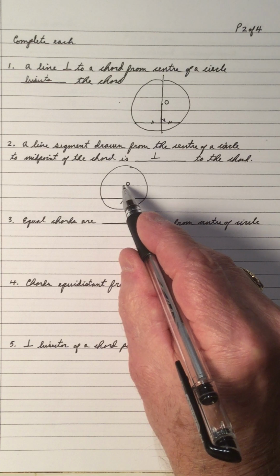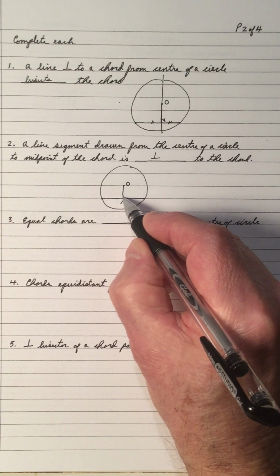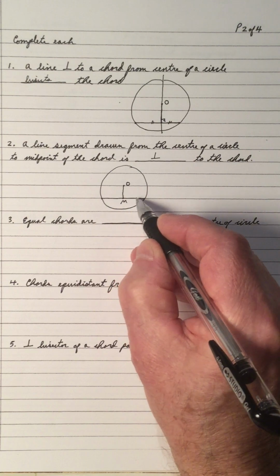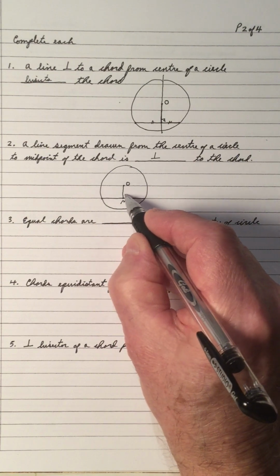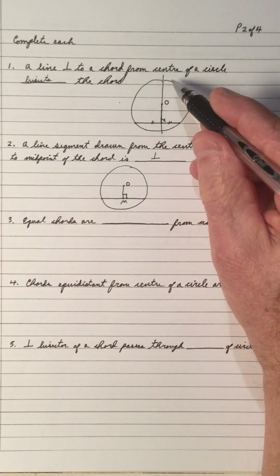So if a segment is drawn from the center of the circle to the midpoint of this segment, that means that this segment will be perpendicular. So these two are converses of each other, reversed.